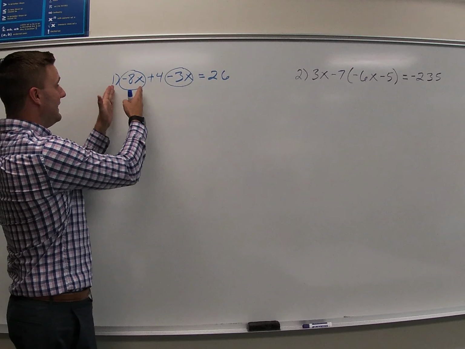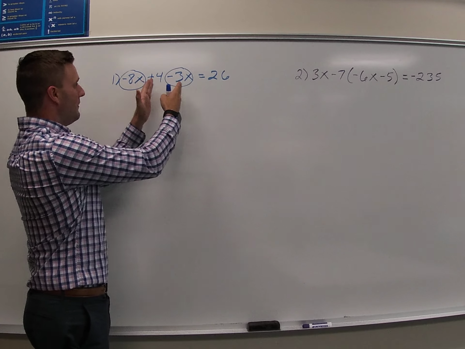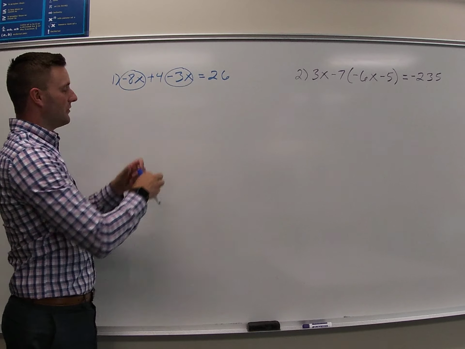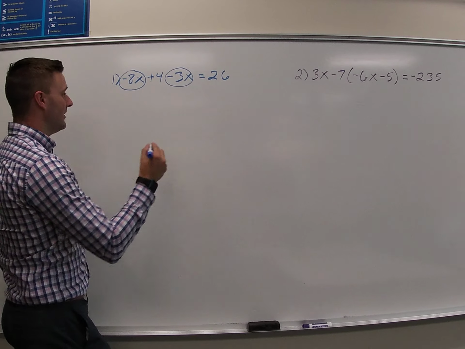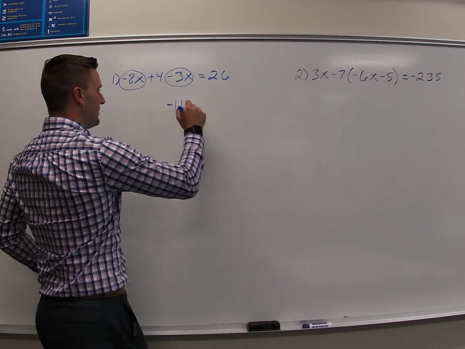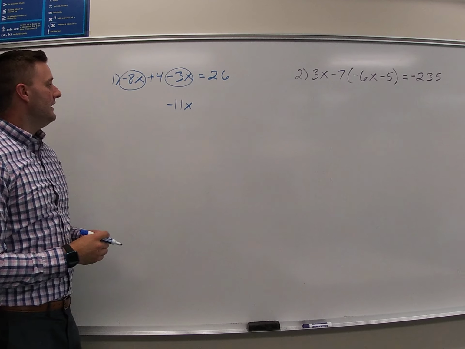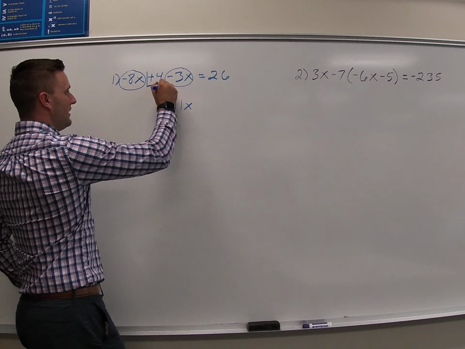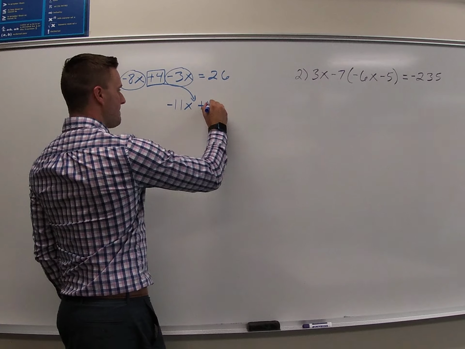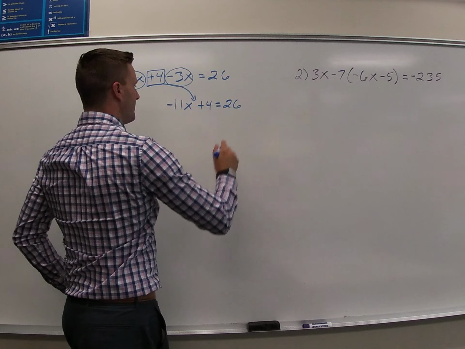So what is a negative 8x minus a 3x, or combining a negative 8 with a negative 3 gives me a negative 11. So I'm just going to write this down. So negative 11x, we have to keep the term with it. Then I didn't do anything with this plus 4. So I'm going to just bring that down and write it in order. So plus 4 equals 26.